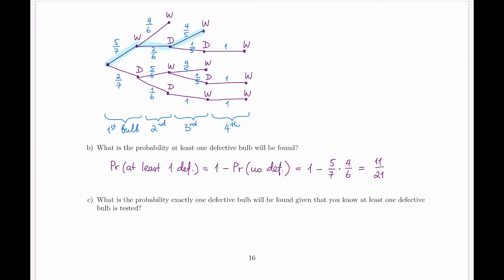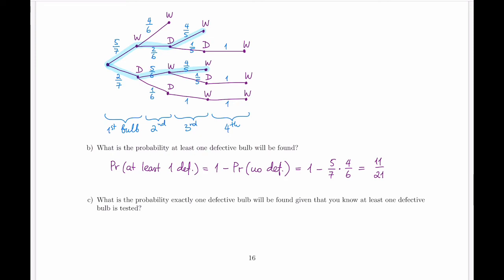Or the other branch. For example, this branch is not going to work because there's 2 defective light bulbs along the way. So the only other one that works that has exactly one defective is this one right here. So I either hit the defective light bulb on the second try and the other 2 are working, or I hit the defective one on the first one, but then the other 2 are actually working. Okay, so what do we have here?